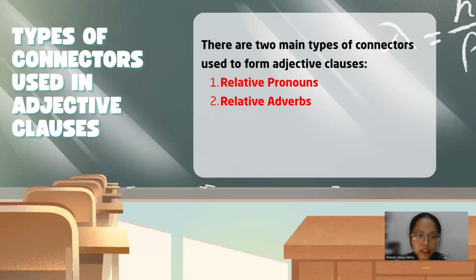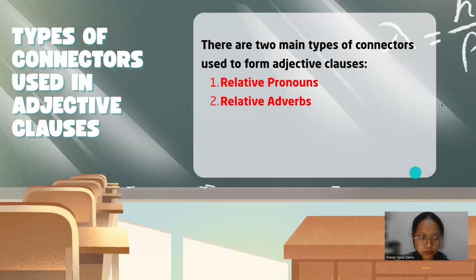So connectors in an adjective clause are divided into two main groups. The first group is relative pronouns, and the second is relative adverbs. Both types have the same function, which is to connect the adjective clause to the main clause, but they are used in different situations depending on what is being described. So let's look at relative pronouns as connectors.